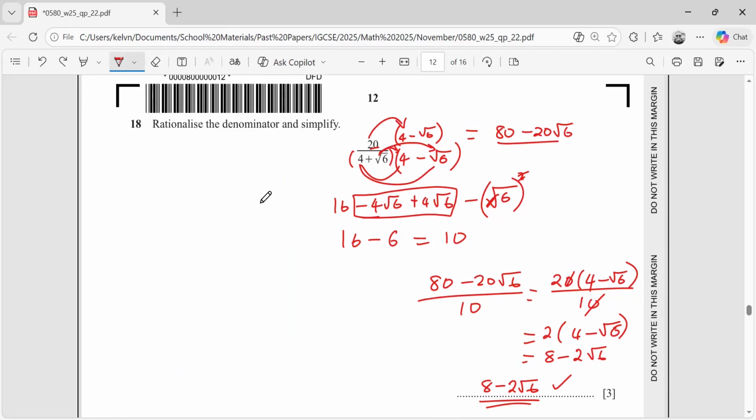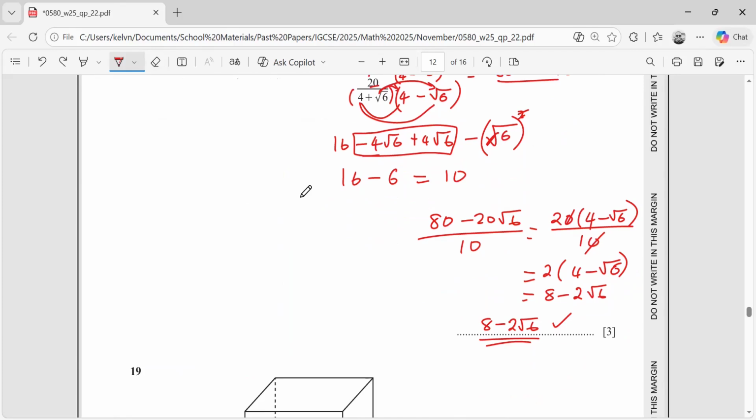The best way, or the main idea here, is to know how to solve this paper.